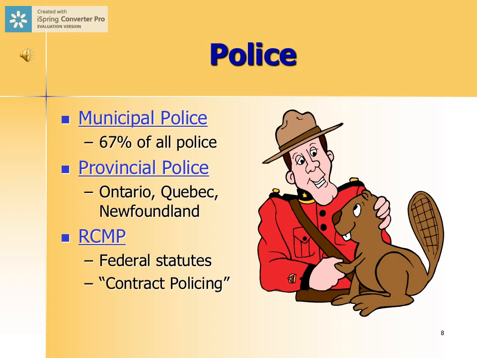And the second role of provincial police is to police municipalities which cannot or have chosen not to enact their own police force. So in Ontario and Quebec, many of the smaller towns in those provinces are actually policed by the Ontario Provincial Police or the Sûreté du Québec, the Quebec Provincial Police Force, and the same in Newfoundland as well.